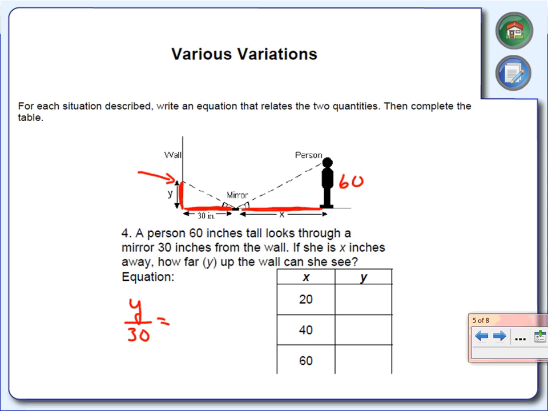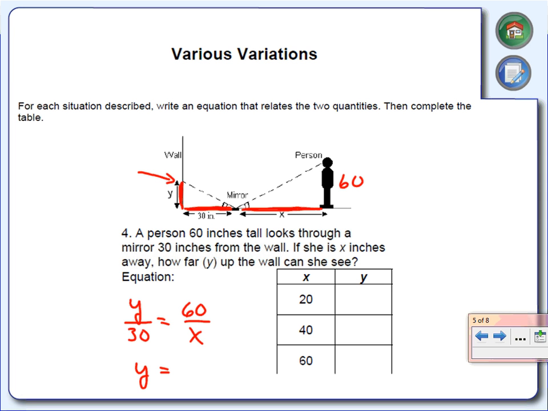60. It's the height. Just like the height of the wall over here, the height of the person is 60, which obviously means x would go down here at the bottom. All right, so there is my equation. But again, I usually like to have it say y equals. So I want this thing to say y equals.